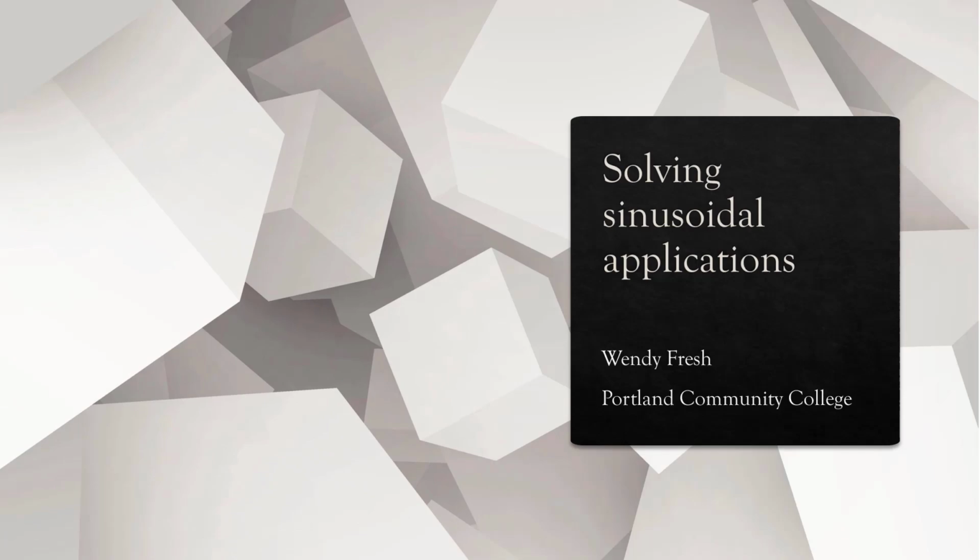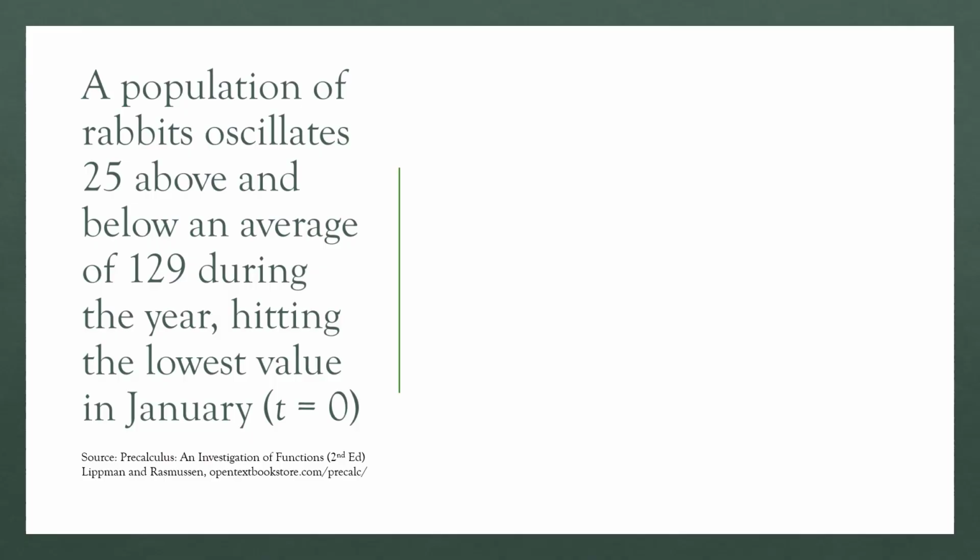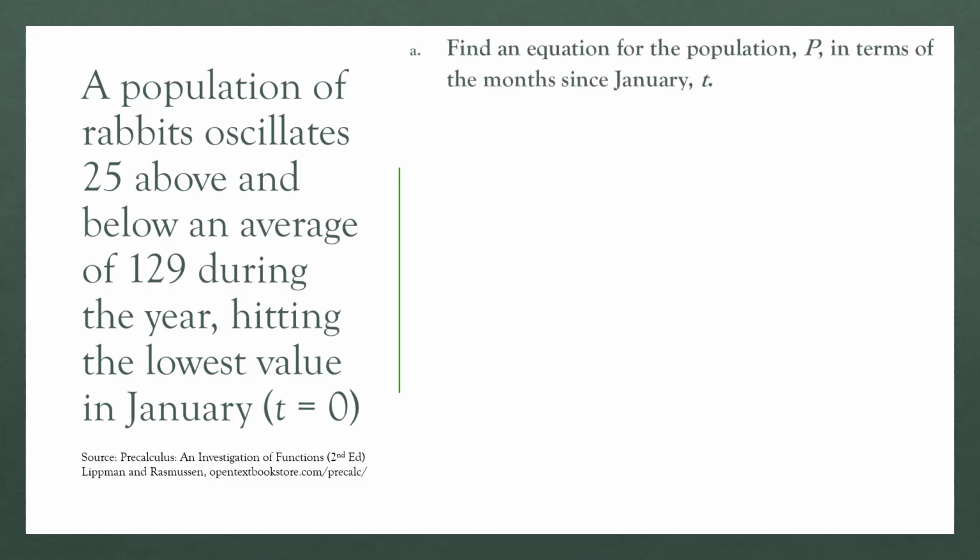Really struggle with is solving sinusoidal applications. So I thought I'd take a look at one today. We have a population of rabbits that's oscillating 25 above and below an average of 129 during the year, hitting the lowest value in January, which we're calling t equals 0. And here's the question. Find an equation for the population P in terms of the months since January, T.